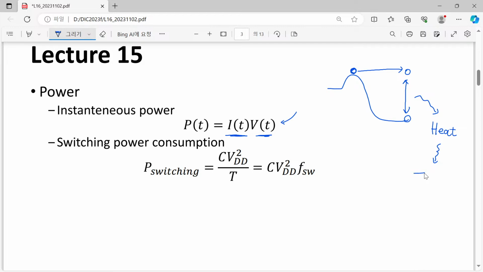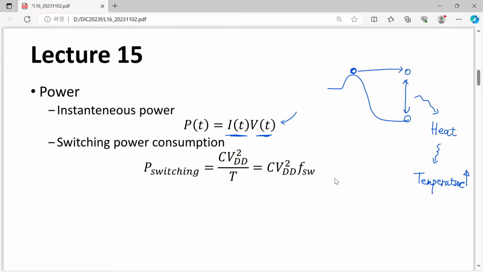So heat is related with temperature, and as a result of this operation, we expect temperature increase when you operate your chip. So simply speaking, you know that when you have a CPU, and when you run certain hard-loaded application, then you feel that okay, the temperature of your CPU is increasing. That is related with this power dissipation.